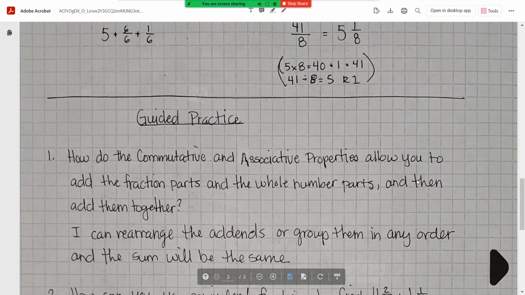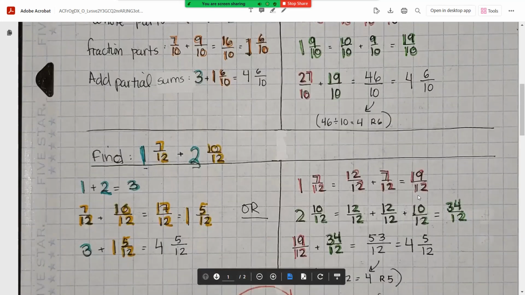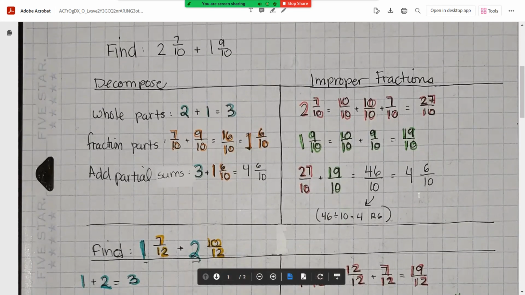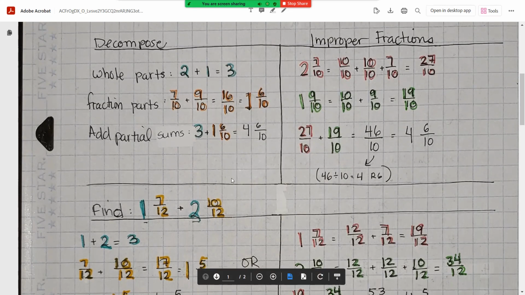That's the end of our lesson for 9-8 about adding mixed numbers. Remember, you can use either one of these strategies. Both work equally well. Both are super helpful. So whichever one you're most comfortable with, you can use, but I do want to make sure you are familiar with both.